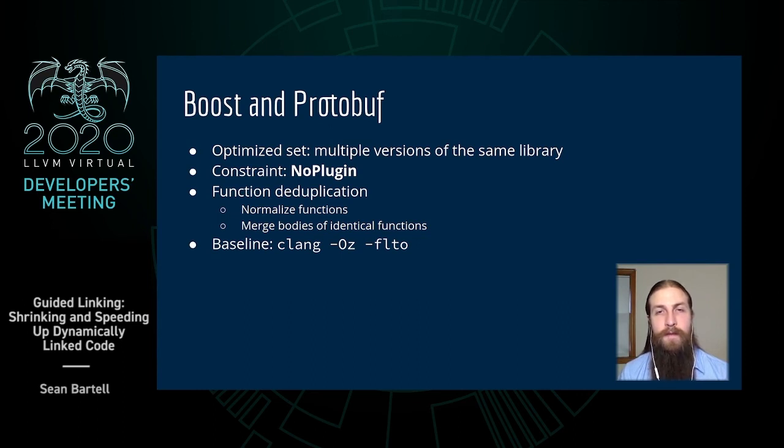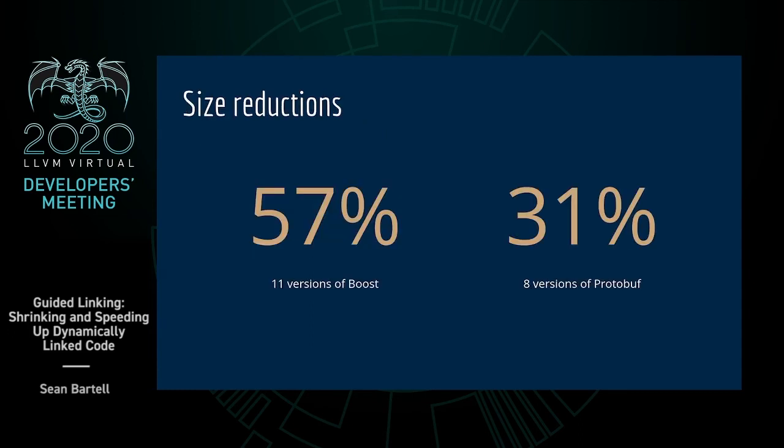For this experiment, the optimized set contains several versions of the same library. The only constraint we used was no plugin, which is safe because we don't expect the main program and a plugin to use 2 different versions of the same library. We didn't use any other constraints because we wanted to maintain full compatibility with any programs that might use these libraries. When we applied guided linking to 11 different versions of the Boost libraries, we got a 57% reduction in the total size of the ELF files. On 8 versions of Protobuf, we got a 31% size reduction.